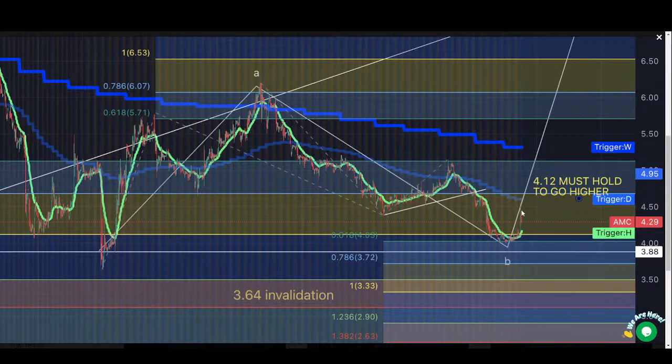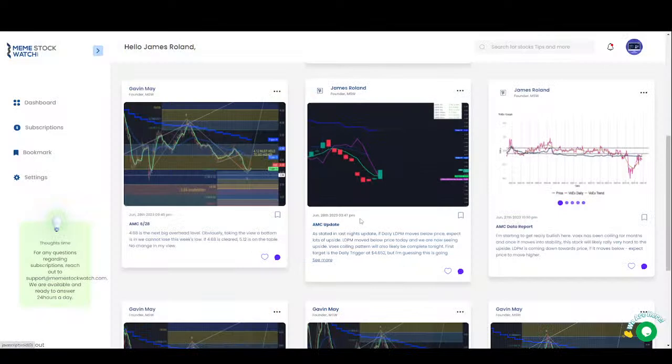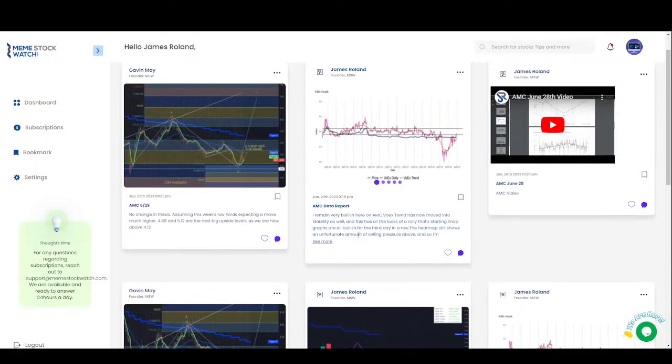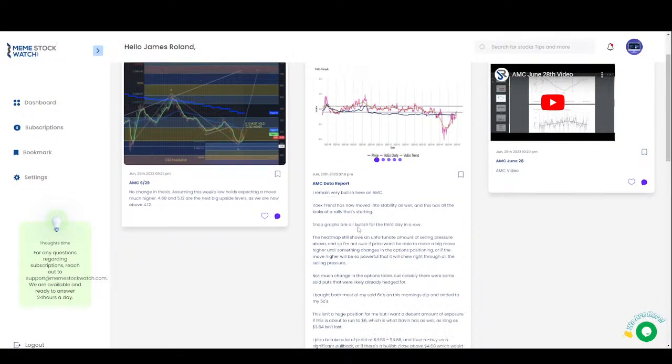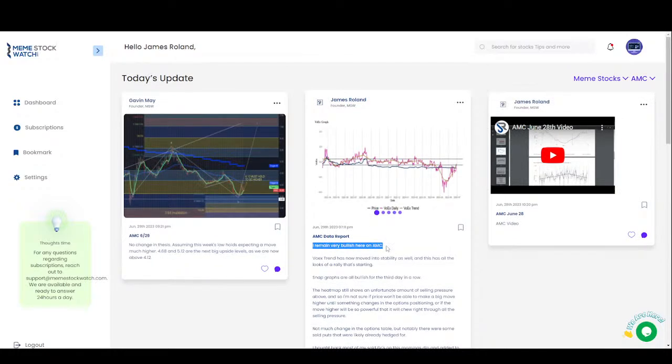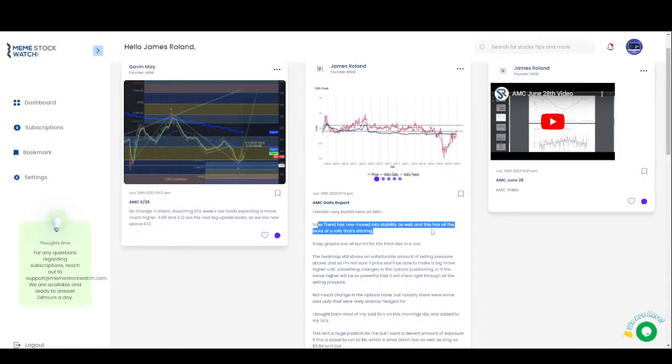Bottomed and then a powerful push higher to 450, and more than likely, at least I believe, there's a lot more upside to come. If you guys saw my AMC update, I'm very bullish here on AMC. Vogue's trend has now moved into stability as well.